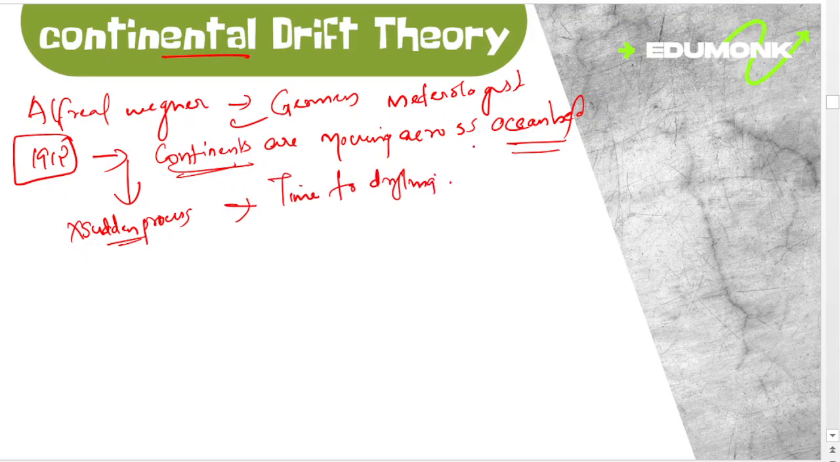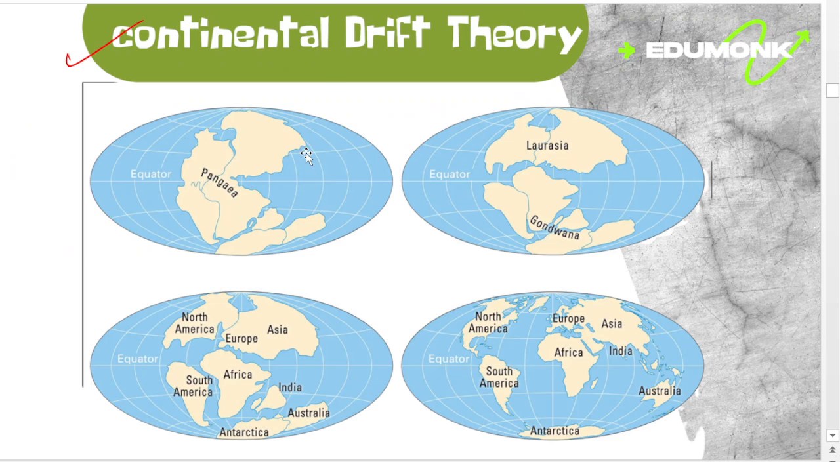According to Alfred Wegener, in the initial stage, there was a huge continent in the world which is known as Pangaea, and a huge ocean which surrounded the Pangaea, that is known as Panthalassa. This huge continent is named the supercontinent, and the huge ocean is named the super ocean.